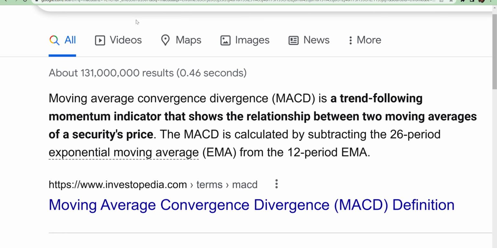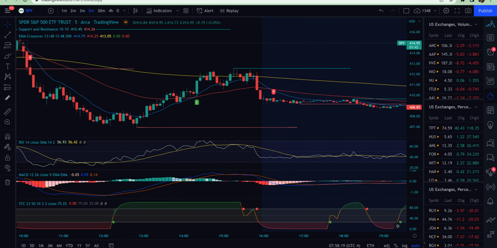Now, let me give you the proper definition. Moving average convergence divergence, or MACD, is a trend following momentum indicator that shows the relationship between two moving averages of a security's price. The MACD is calculated by subtracting the 26-period exponential moving average from the 12-period exponential moving average. And by virtue of the MACD using EMAs, now you understand why the 13/48 is also using an EMA.